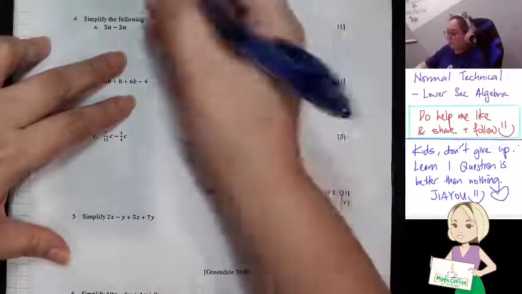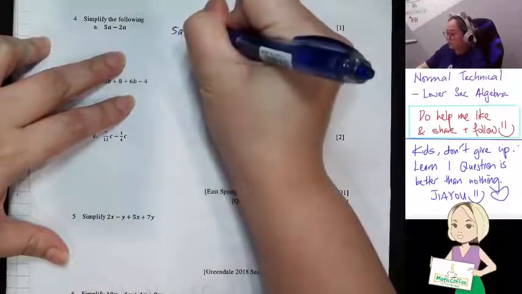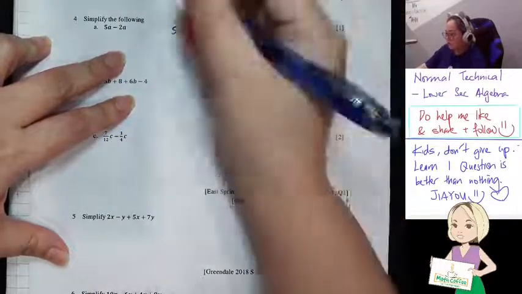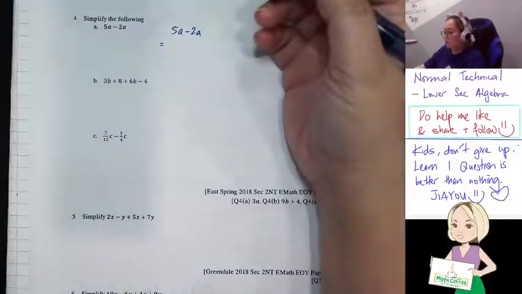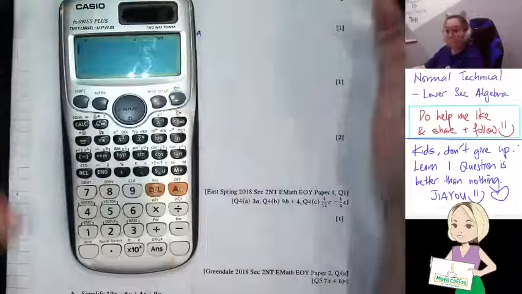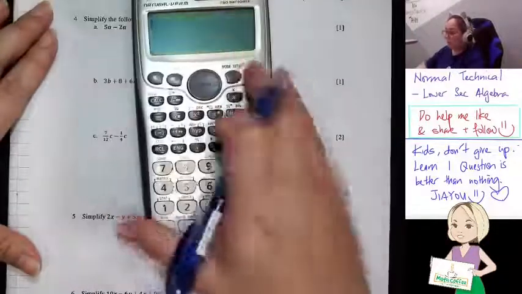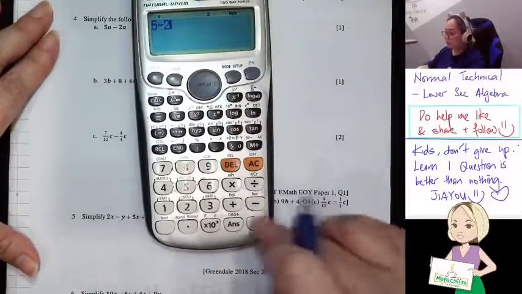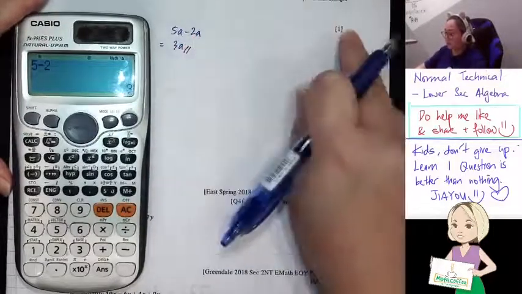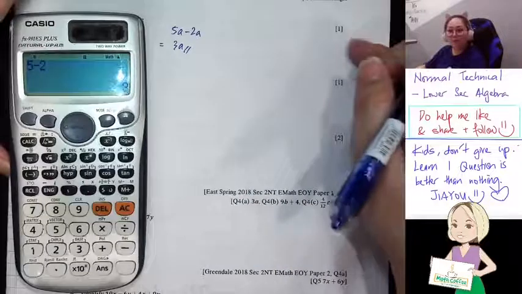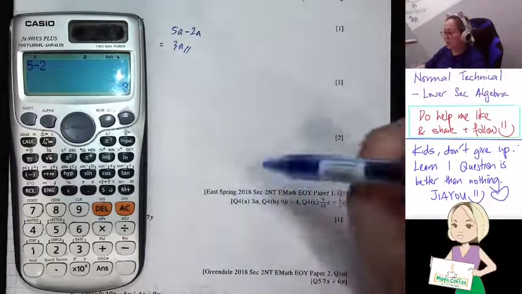Okay, so this one, 5a minus 2a, very straightforward. Because it's like 5 apples minus 2 apples, correct? So, of course, if you don't know how to do mental calculation, it's just 5 minus 2, you get 3, correct? So it's just 3 apples, 3a, just 3a. So 1 mark. Grab it and put it inside your pocket. Ta-da!